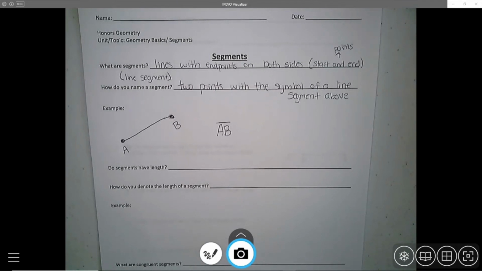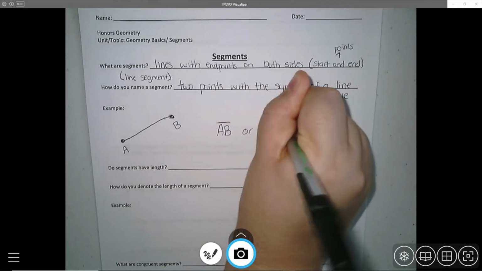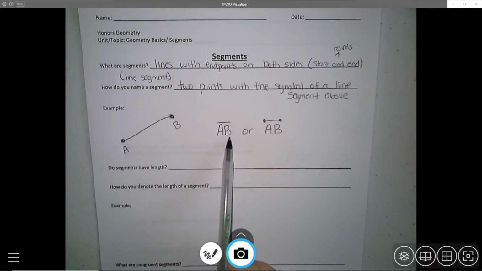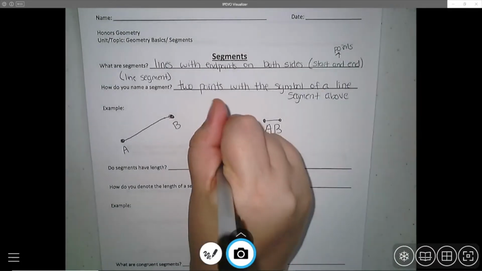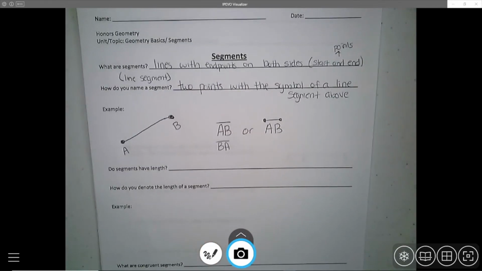You will see that in a lot of problems later on. We could also see it as AB with that line and the 2 dots above it. Whether or not you want to include the dots is up to you. Both ways are acceptable ways to denote a line segment. Again, remember, it doesn't matter the order that you name the points. I could have also named this BA. You don't have to name them in a certain order for a line segment. Rays matter; lines and line segments do not matter the order of your points.